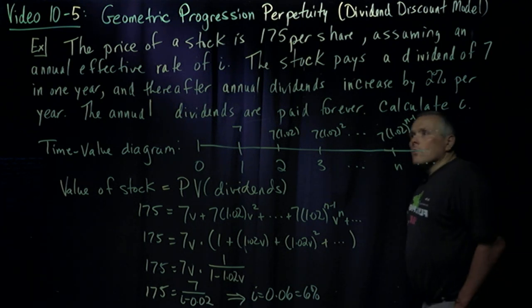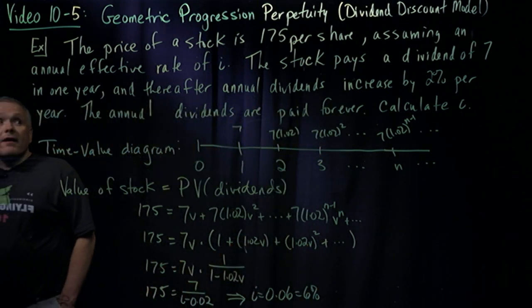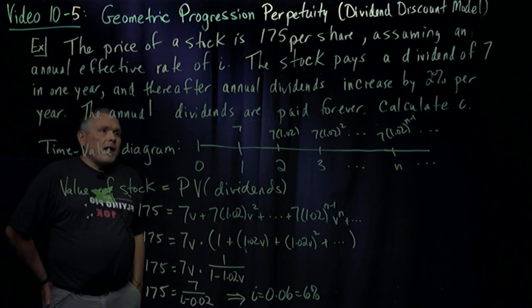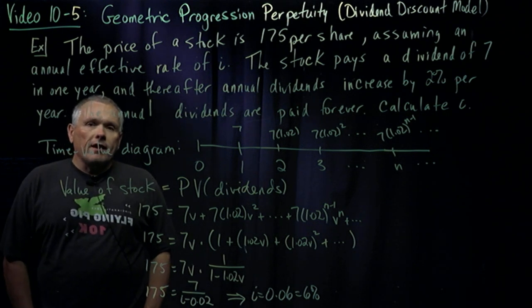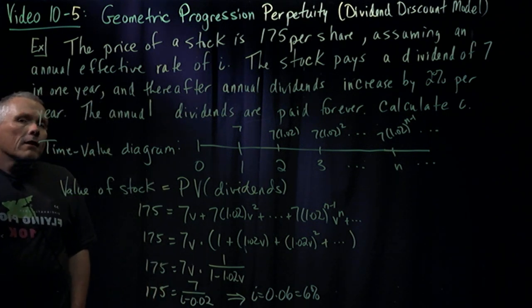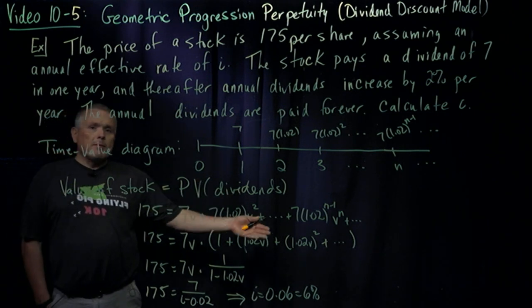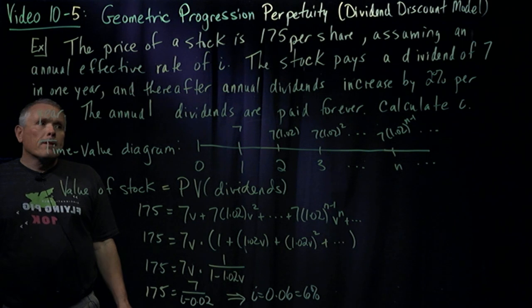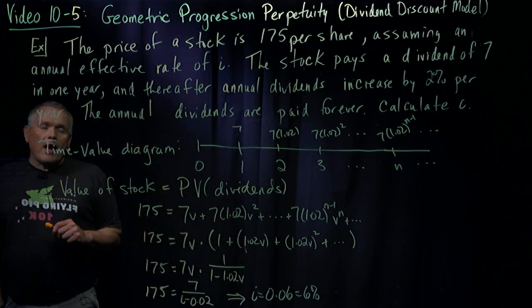All right. So in this particular problem, they tell you that the price of a stock today is 175, and we're assuming an annual interest rate of I, but they don't tell you what I is. So you're given that the first dividend that's going to be paid after 1 year is 7, and each progressive payment past that is going to be 2% more than the previous payment. And for this one, we want to calculate the unknown I.